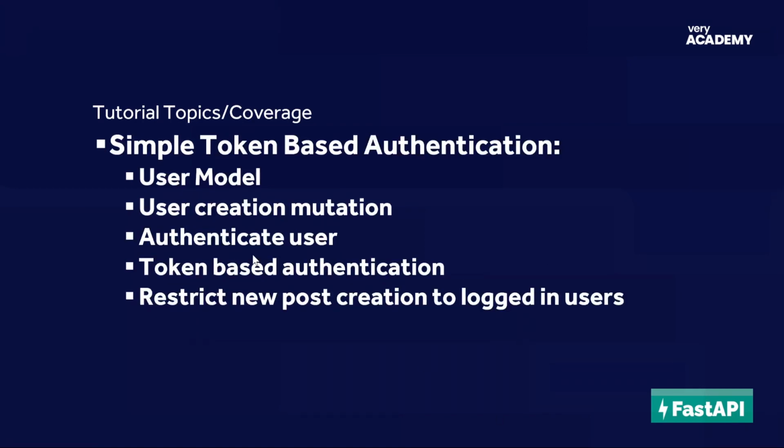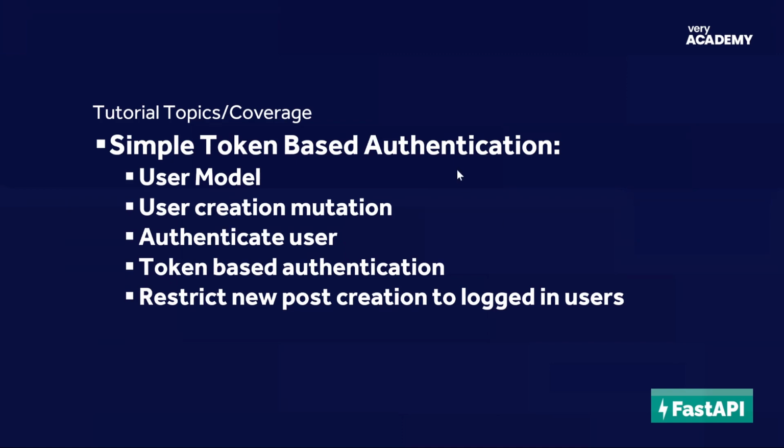So just a quick breakdown before we start then. In this tutorial, we're going to implement a simple token-based authentication system. First of all, we go through the process of building a new user model, and then we'll create some mutations so that we can add new users to the system. Once we've done that, we go through simple authentication. So we'll set the system up so that we can authenticate a user, and then we'll move that forward into token-based authentication.